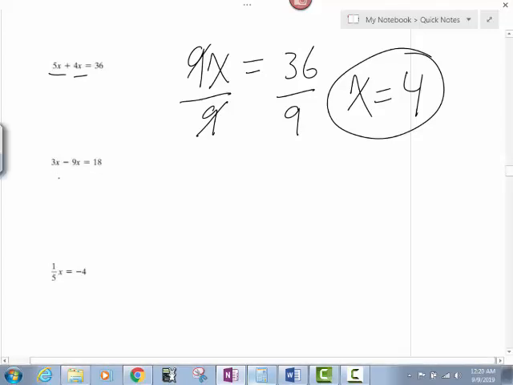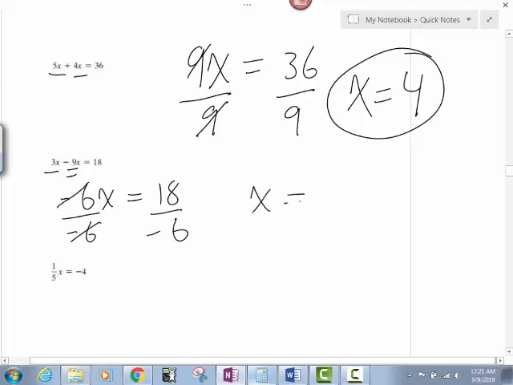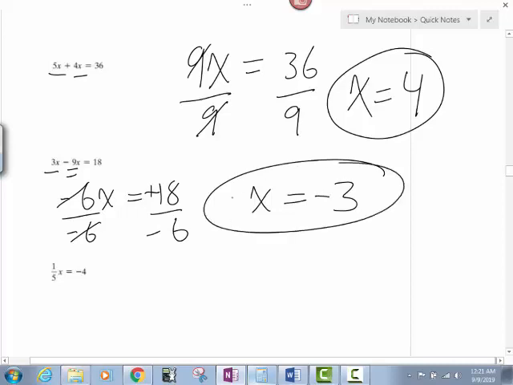3x minus 9x. Remember, I have $3, but I owe you 9. Well, I still owe you 6. Okay. Equals 18. Let's go ahead and divide both sides by the number negative 6. Okay. So 18 divided by 6 is 3, but a positive divided by a negative is a negative, so we end up with negative 3.